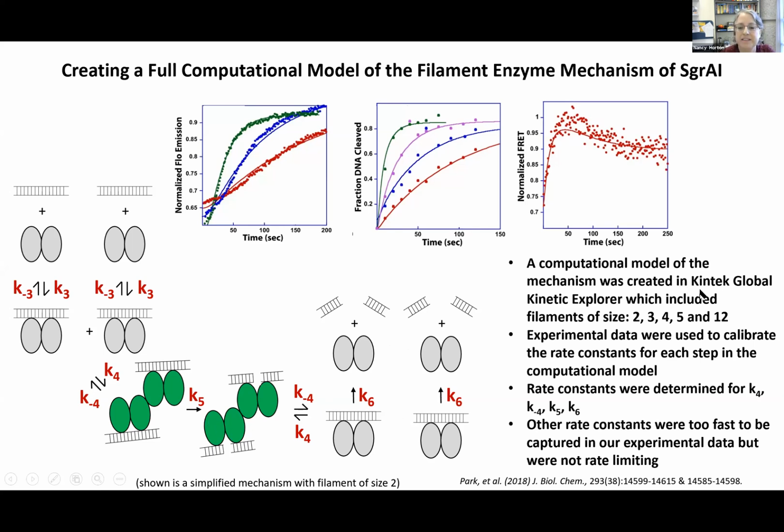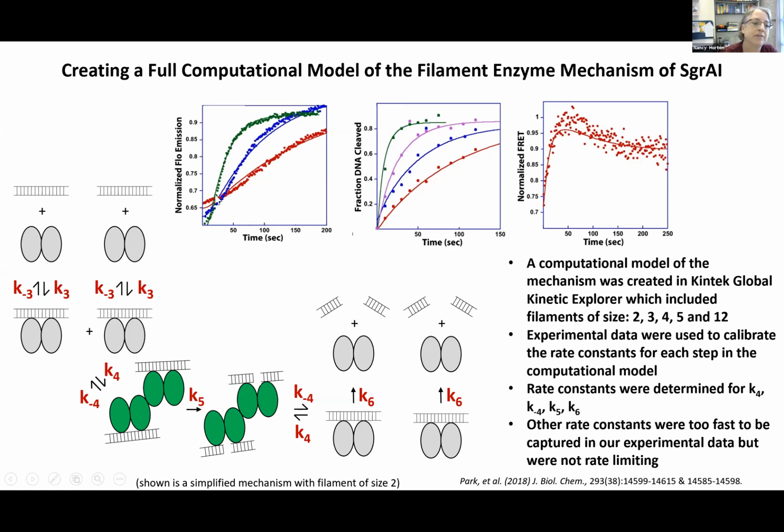Because in this software we had to write explicitly each equilibrium reaction, it got quite complicated with all the combinations and permutations. So we were limited pretty much to a filament size of 5 or less. To see if that was adequate to fit our data, we also constructed models that went up to filament sizes of 4, 3, and 2, and we got pretty much the same results, and that's probably because the enzyme concentration we were using in our assays limited the filament size.